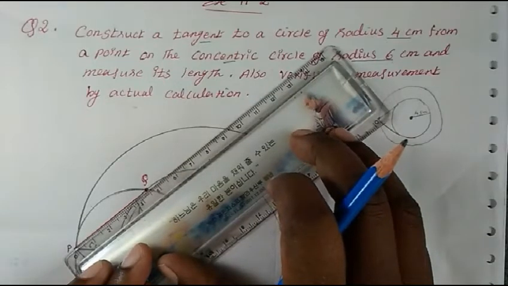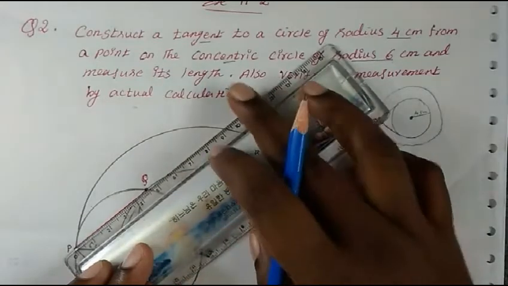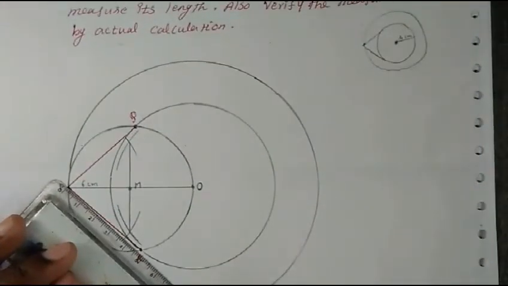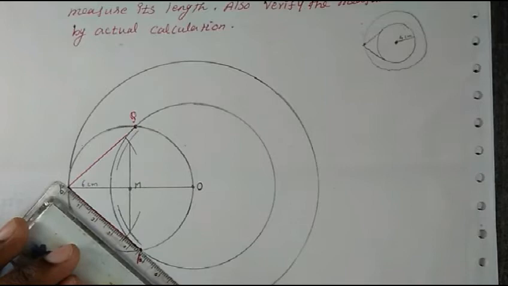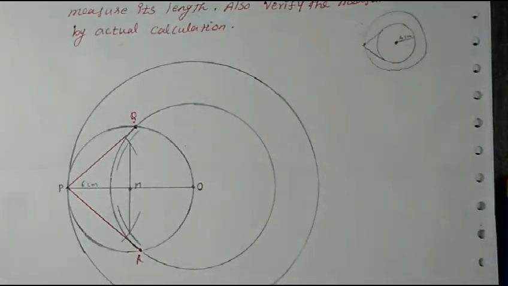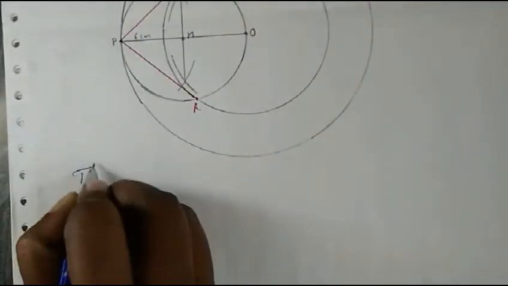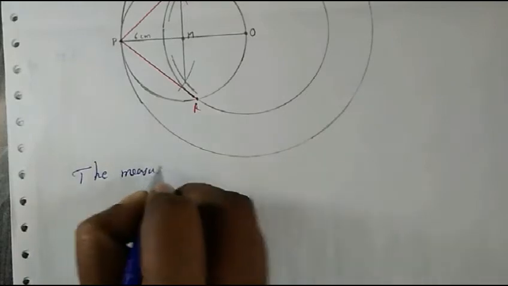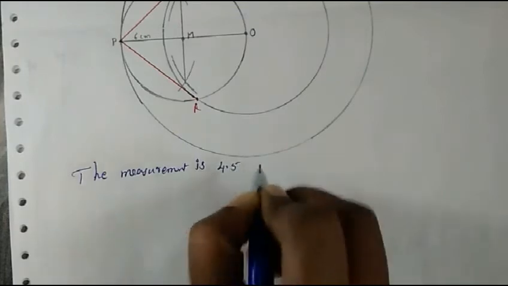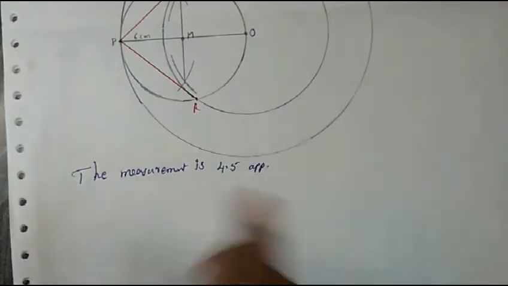So this measurement is 4.5. Here also 4.5. Okay, so the measurement is 4.5 approximately. Okay, we will write.